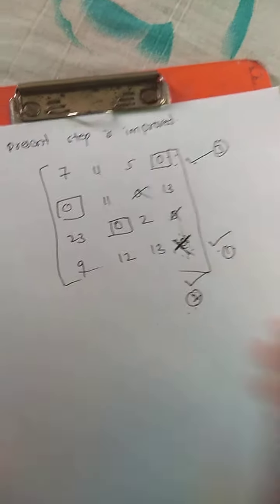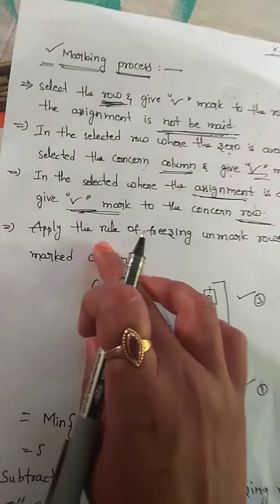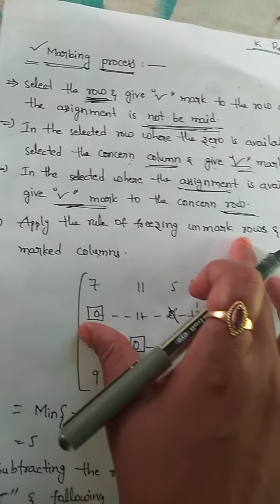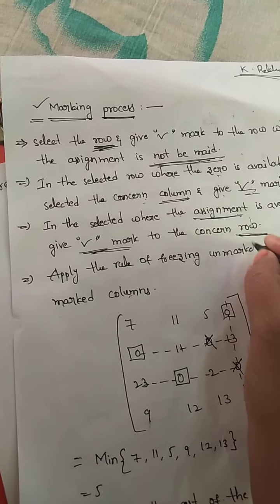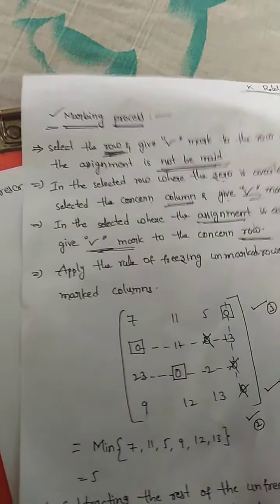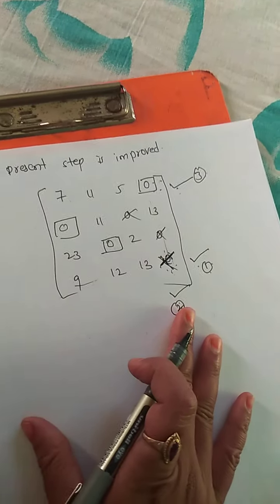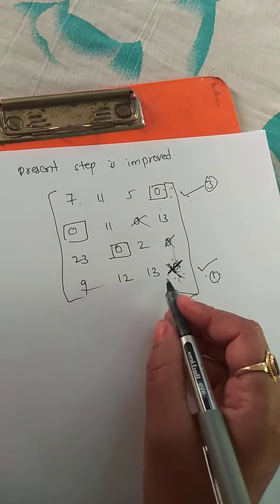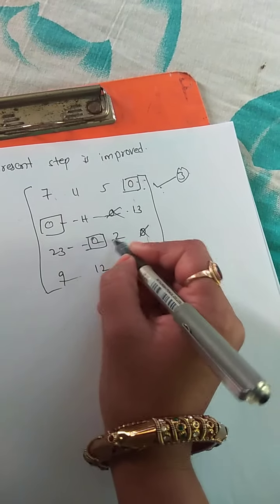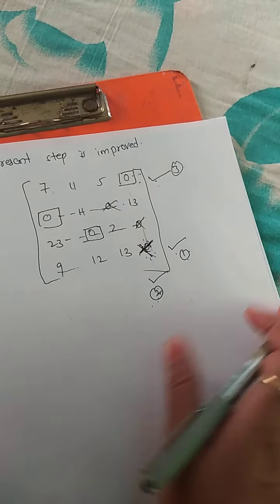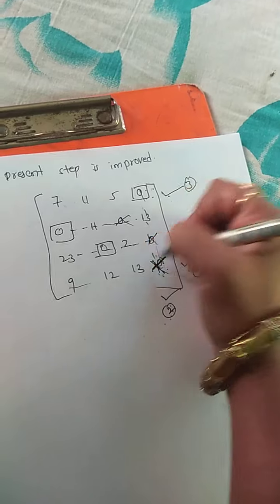Next step is applying the rule of freezing unmarked rows and marked columns. Okay, unmarked rows and marked columns.